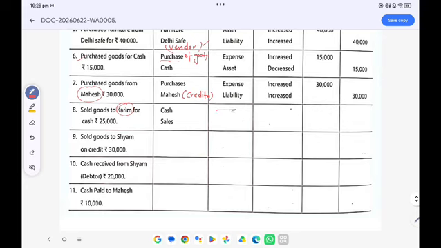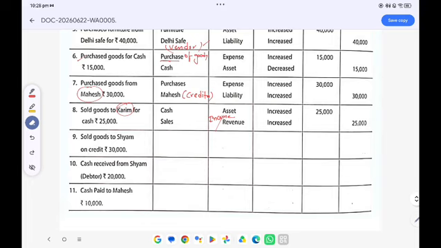Cash is an asset and sales is an income or revenue. We can say it is revenue or income. So when we sold goods for cash, our asset balance will increase. Revenue also increases. Asset increases, revenue increases. So asset increase is debit and revenue increase is credit.